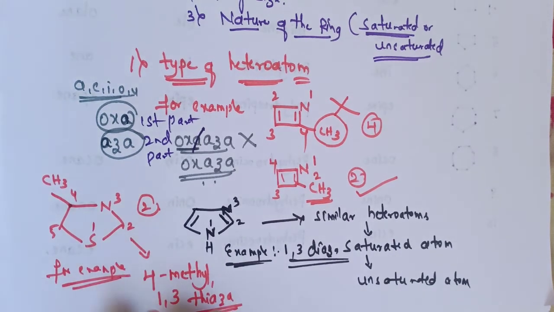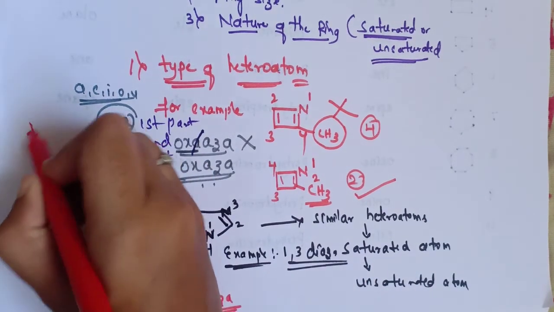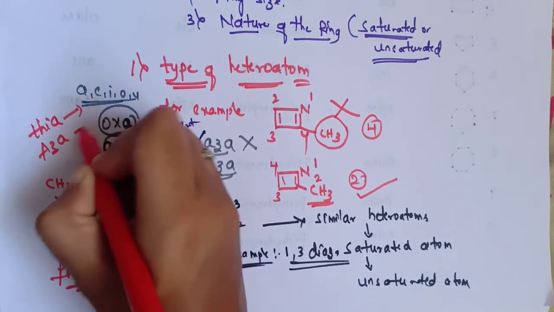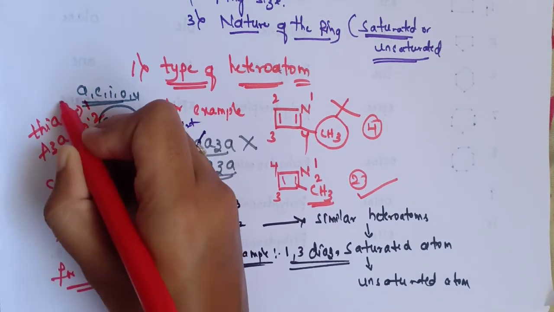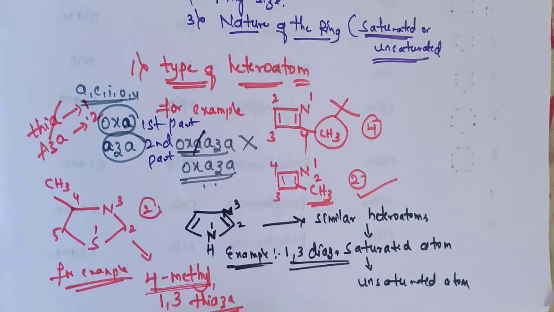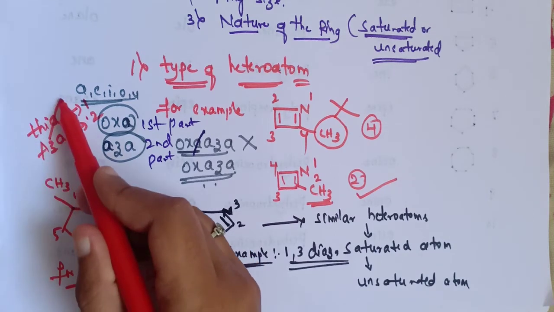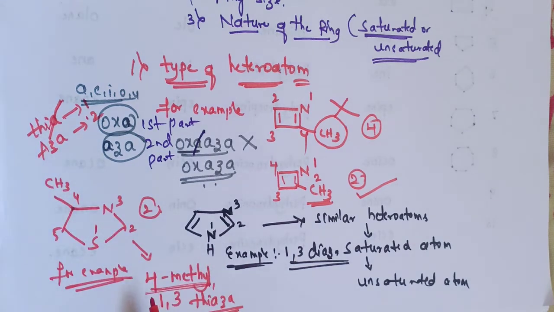The substituent name is written first. Here the first priority is for thia and next comes aza. Here is the first part, here is the second part. Here the first part ends with A, so we should cancel it, so it will become thiaza. Since A vowels are present, we cancel the last letter of the first part. The substituent is named first, that is 4-methyl. In the first position we are getting thia and in the third position we are having aza, so this will become 4-methyl 1,3-thiaza.